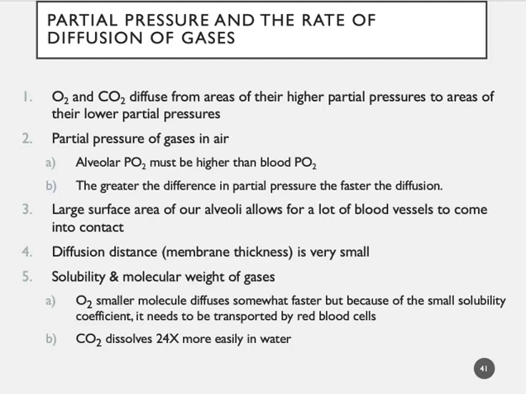Okay, let's talk a little bit about what can affect the rate of diffusion of gases. One of the key points is to remember that both oxygen and carbon dioxide will diffuse from areas of high partial pressure to areas of low partial pressure. That means that the alveolar partial pressure of oxygen has to be higher than that in the blood. And the greater the difference, the faster the rate of diffusion.